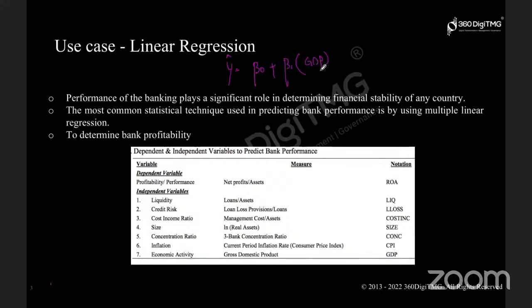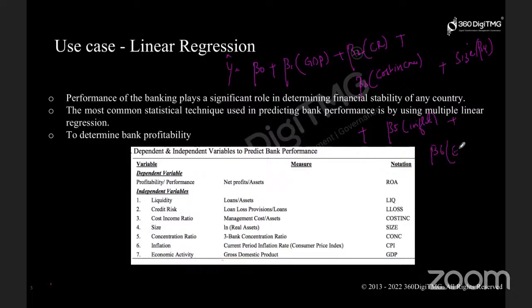I have to take liquidity plus, if I have to take credit risk plus beta 3, cost income ratio, and I have to take in real assets, what is the size, which is beta 4, plus inflation, consumer price index, which is beta 5, plus beta 6, which is economic activity.